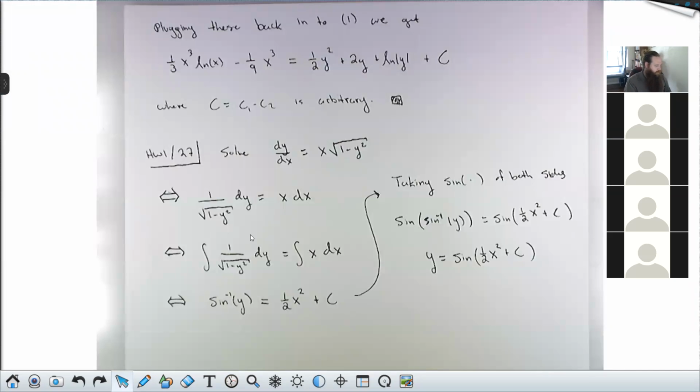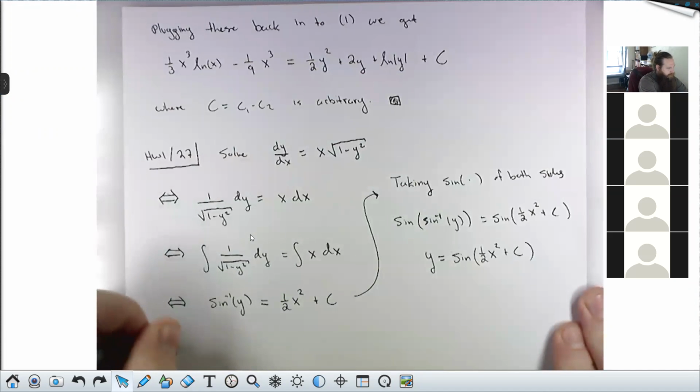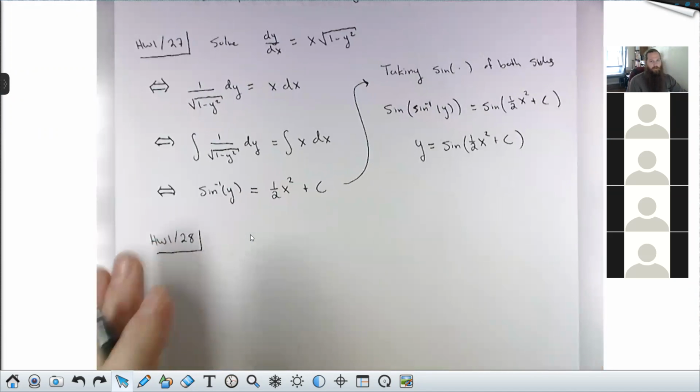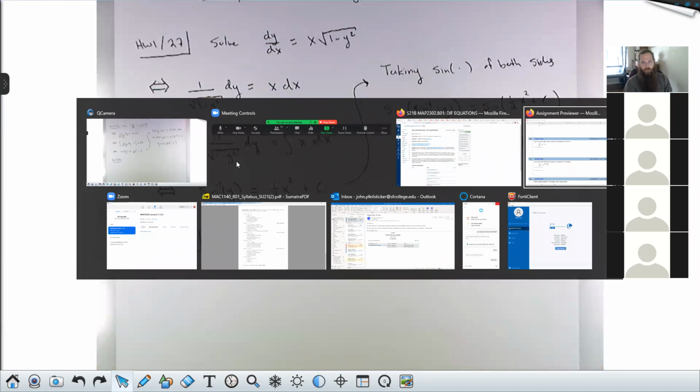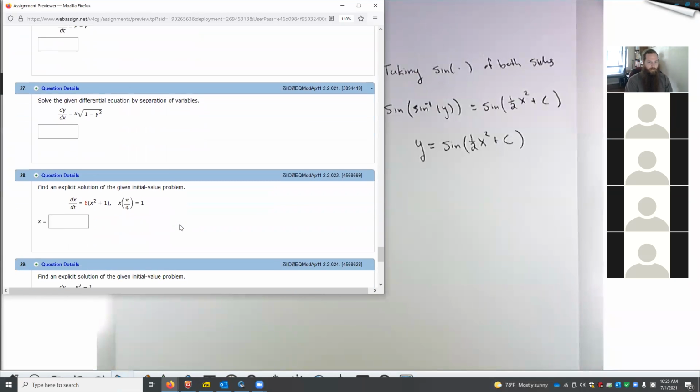Moving right along. We wanted to see numbers 28 and 31 still. All right, find an explicit solution for the given initial value problem. So they are requiring an explicit solution. And here, my dependent variable is x, my independent variable is t. This is not uncommon notation in physics, so you'll see it in this class from time to time. But this is not looking too bad.